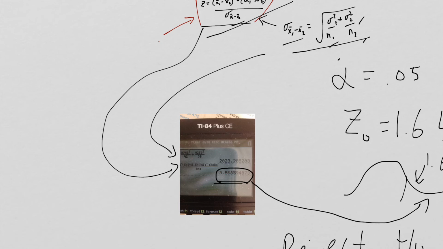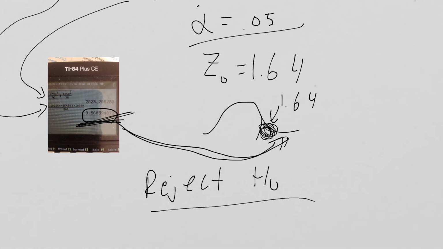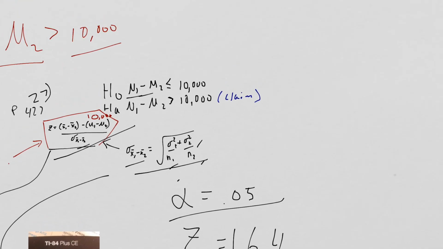This is our test statistic, 3.57. That's a pretty high test statistic. Let's figure out what our critical value is. Our alpha is 0.05, which means when we use inverse norm, we'll get a critical value of 1.64. Well, this test statistic is in the rejection region, so we will reject the null, and if we reject the null, that means this isn't true, right? So then we're going to support the claim.